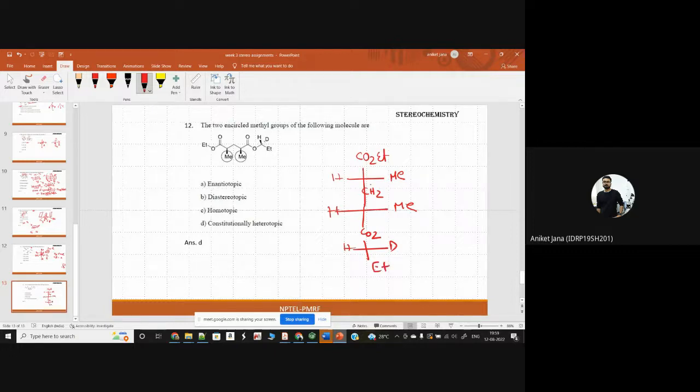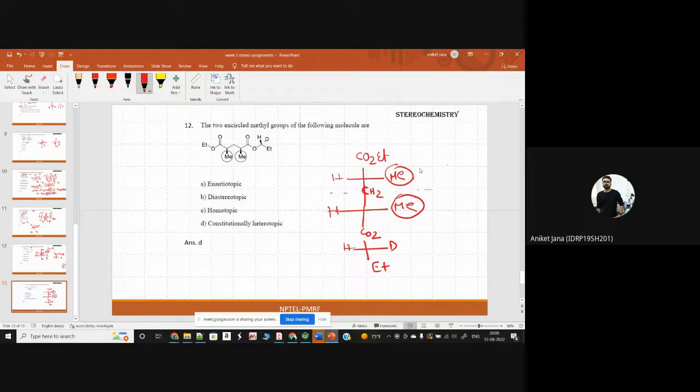So now tell me, we have to consider this methyl group and this methyl group, right? Are they convertible through any kind of symmetry axis? Are they interconvertible? This group and this group. Can we draw any C2 through this carbon? No, we can't. Okay. Is there any kind of sigma plane? No, sir, there is no sigma plane.